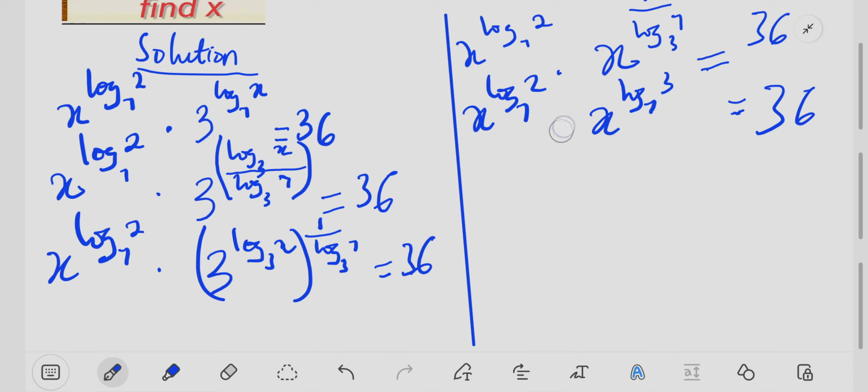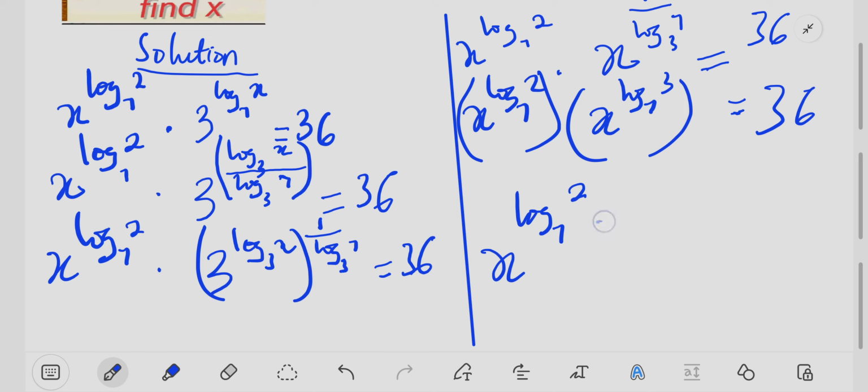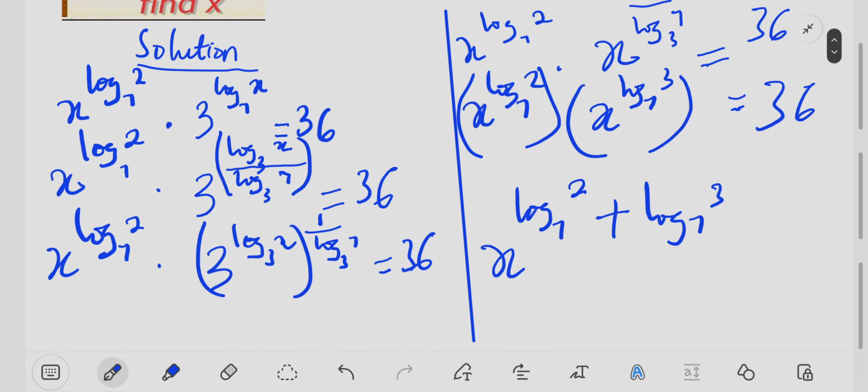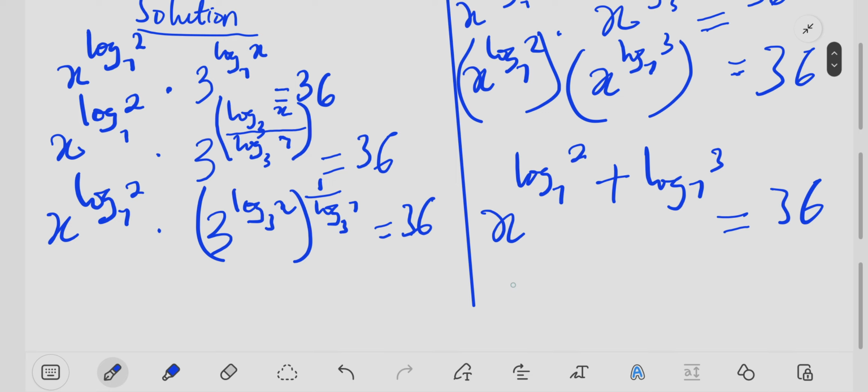So we are multiplying this with that. So we are going to get x raised to the power of log 2 base 7 plus log 3 base 7, then this being equal to 36. So that's going to give us x raised to the power log 7. This 2 multiplies this 3 to give us a 6 equals 36.